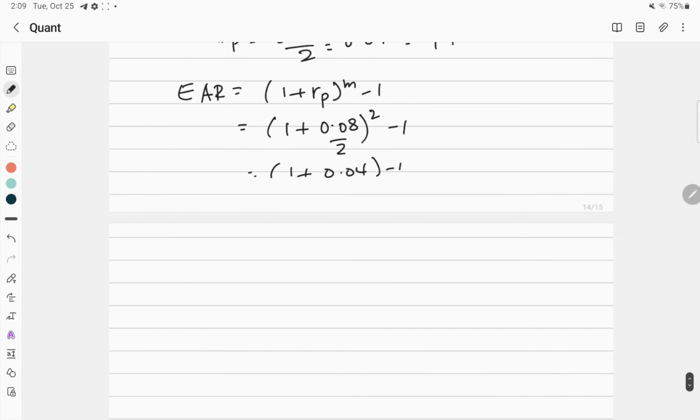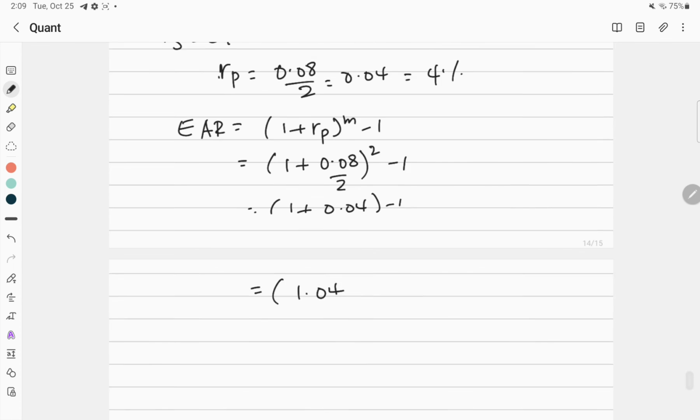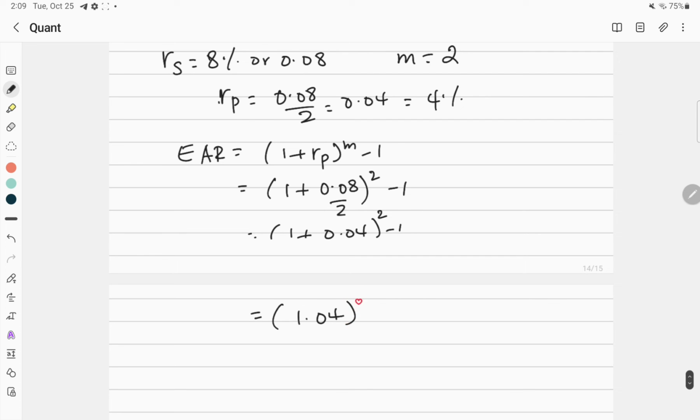This is simply 1 plus 0.04, and this is equal to 1.04. Wait, there's a 2 here. 1.04 squared minus 1. And this will give us 0.0816, or 8.16%. So this is how we calculate the effective annual rate from the stated annual interest rate. We get the periodic interest rate by dividing the stated annual interest rate by M.